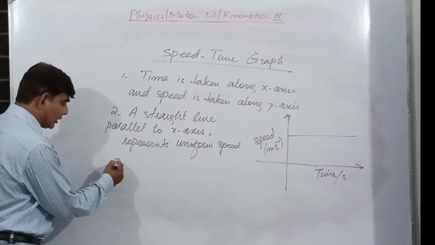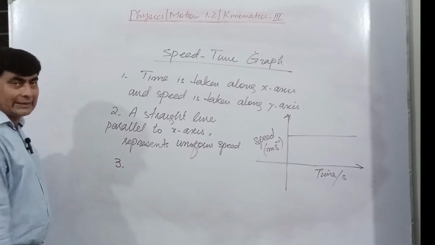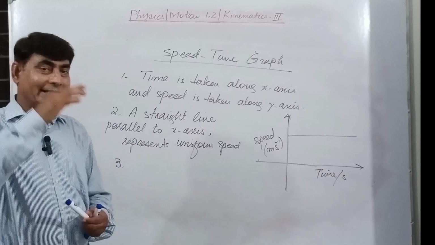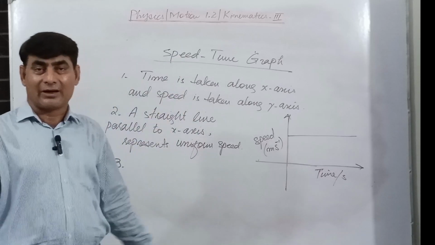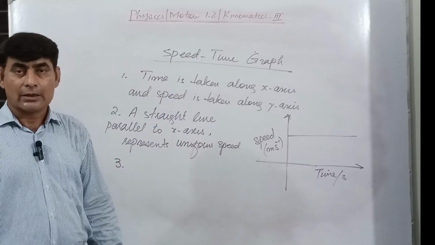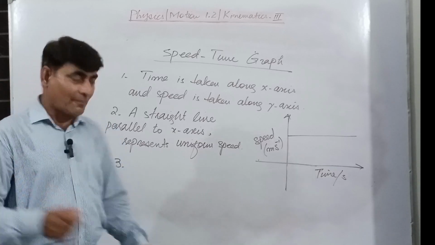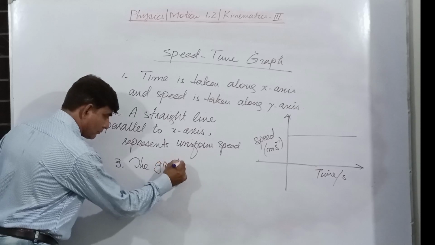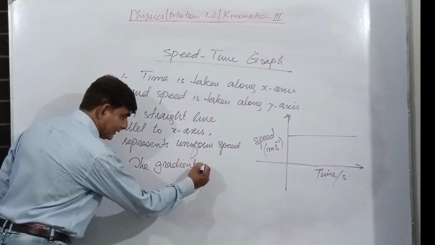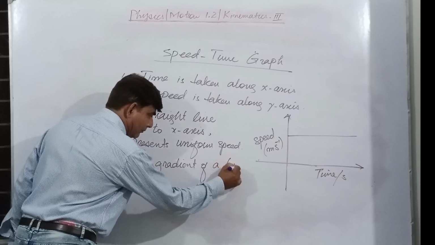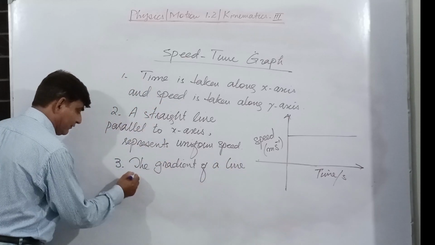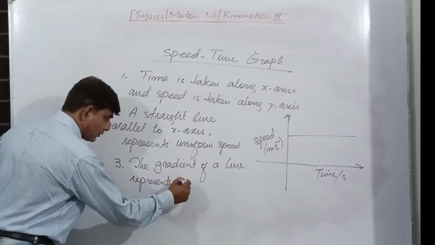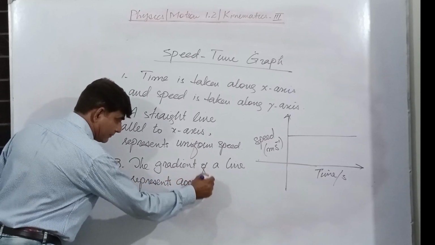Now point number 3. The gradient of a line in a speed time graph represents acceleration.